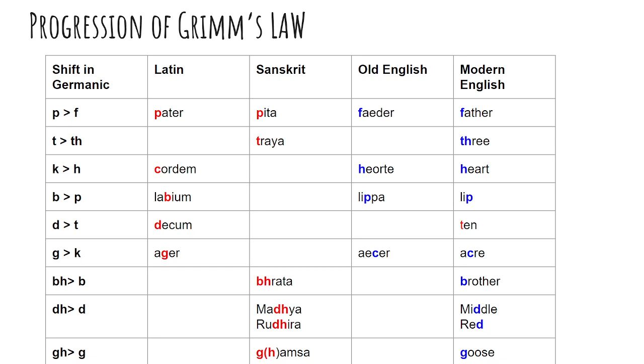The progression of Grimm's law can be understood in three stages. The first one is the change in the Indo-Germanic voiceless stop consonants p, t, and k when they become voiceless fricatives f, th, and h. This can be understood when we place them across different languages: Latin, Sanskrit, Old English, and Modern English. The changes that have happened have been highlighted in red and blue respectively.